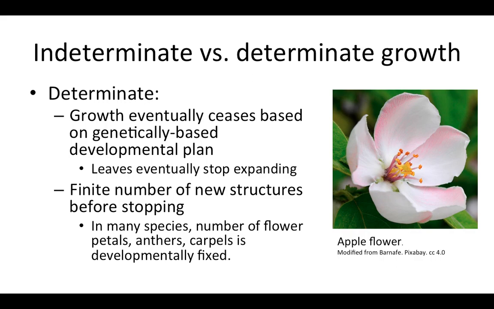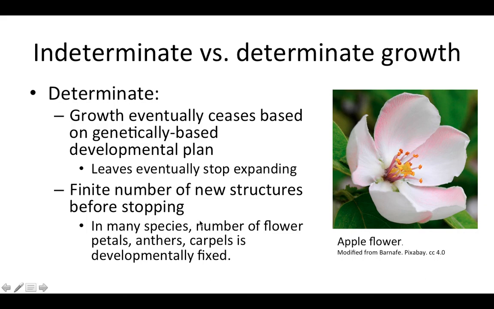The alternative is determinate growth. In determinate growth, growth is going to eventually cease, and this is going to be based on genetically based developmental plans. So this means that even if the plant has plenty of nutrients, plenty of energy, and is getting positive signals from the rest of the plant, it's still going to stop what it's doing. One example of this is leaves. Leaves do not keep expanding and getting larger and larger. Instead, they eventually stop expanding when they reach the desired size, and the plant, instead of further expanding it, moves on to make a different leaf instead.